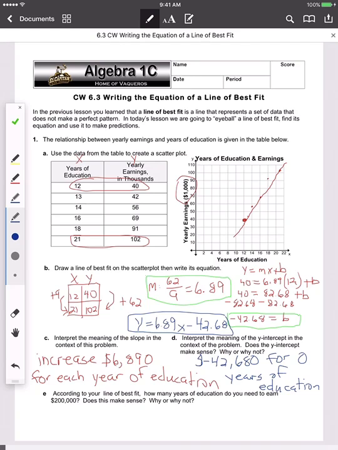And question E, according to your line of best fit, how many years of education do you need to earn $200,000? Does this make sense? Why or why not? So we are going to plug this in. First thing is $200,000. Is that the X or the Y? So yearly earnings would be on the Y side of things. So we're going to plug in $200,000 for Y and then find out what the X equals. But remember, my Y is already in thousands, so I'm going to say it's 200.